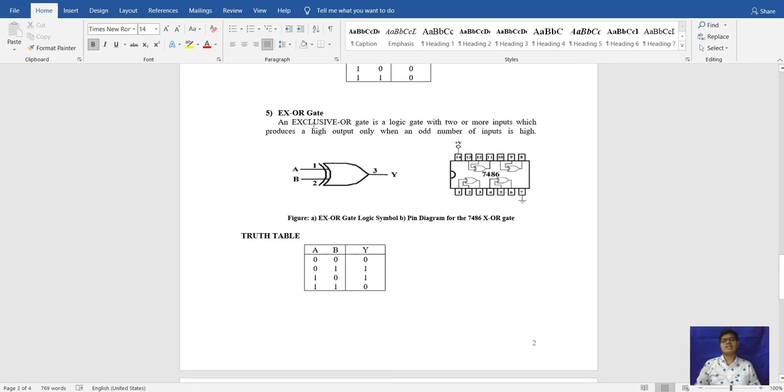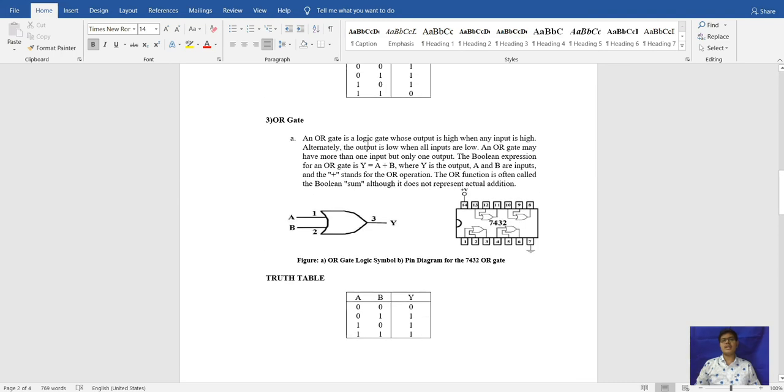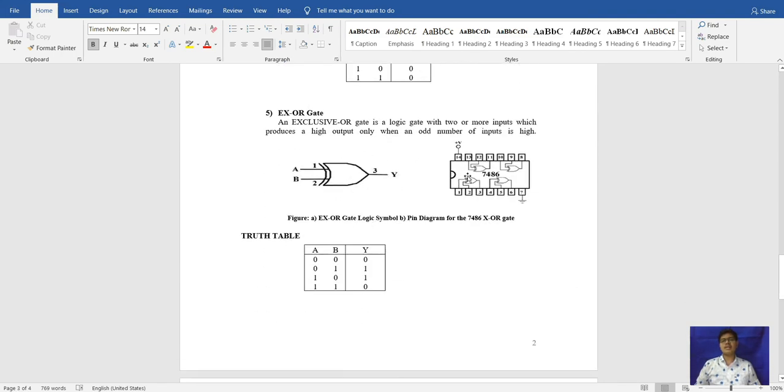After that, the gate that comes is the XOR, that is the exclusive OR gate. It has two inputs and one single output, and when we check here, it will give us a different output from the OR gate, because the OR gate has addition, and here it will perform the same but in a different way.